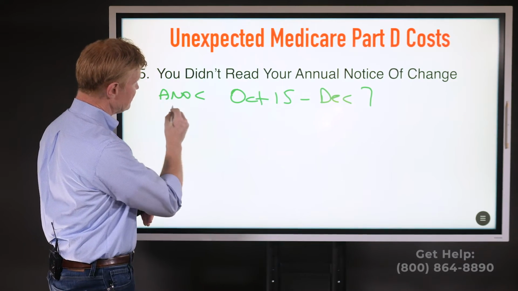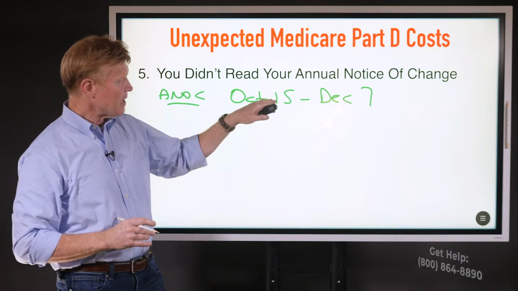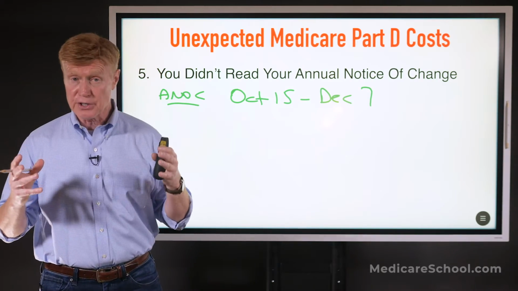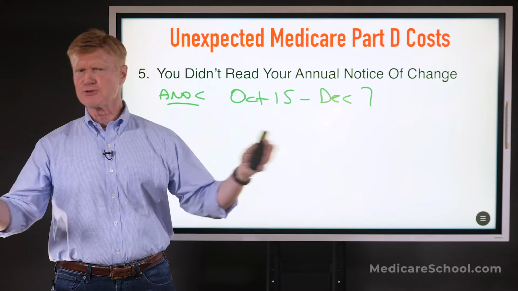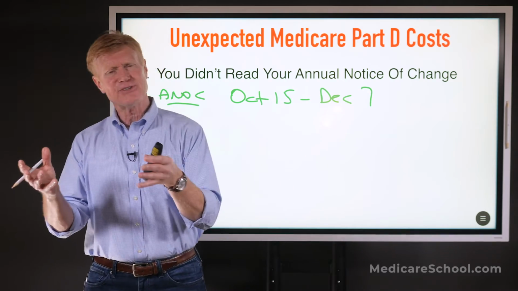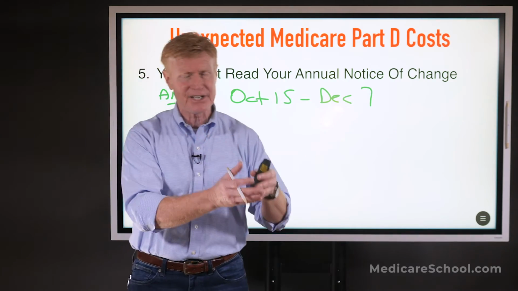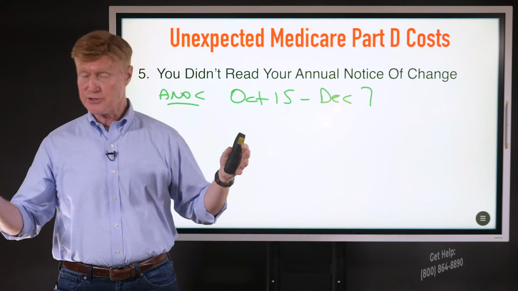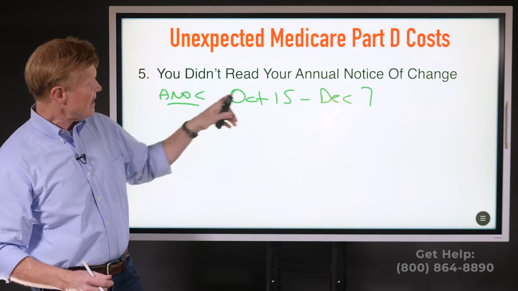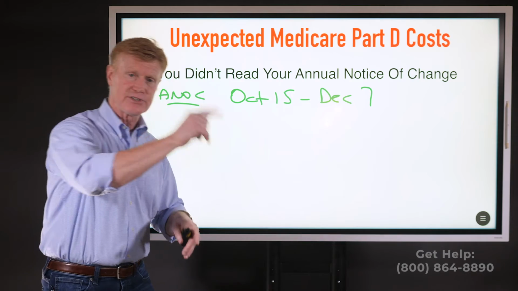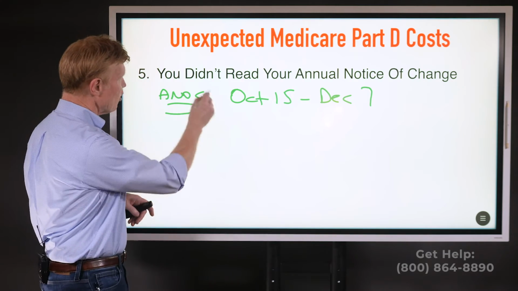What happens is they mail the ANOC to you right before October 15th, and we encourage you, open it up. Many people don't open it. You see, they assume because they like the plan this year, they'll like it next year. Folks, don't assume that, because you may be wrong. Those plans have the right to change anything they want. They just have to disclose it to you. So that's why you open up your ANOC.